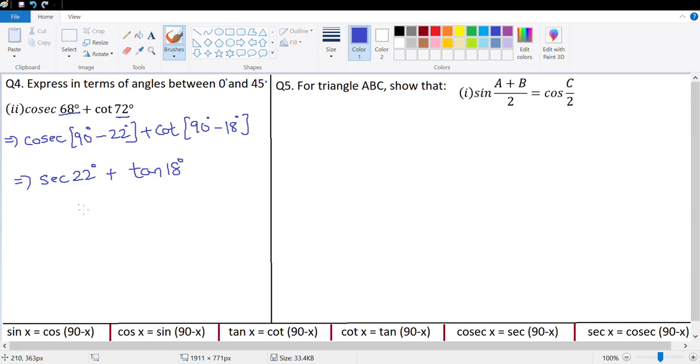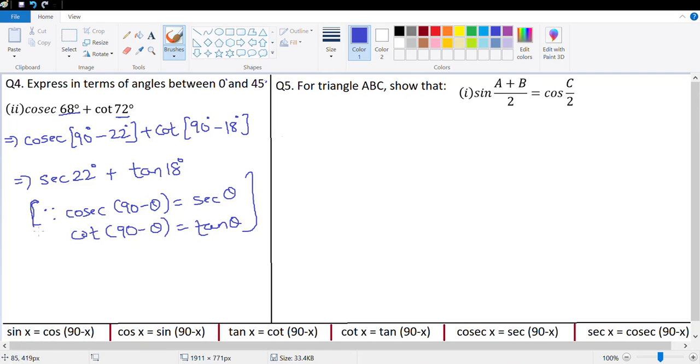The reason for this is, since cosec 90 minus theta is equal to sec theta and cot 90 minus theta is equal to tan theta. So these are the two reasons, and that's why this gets converted to sec 22 and tan 18. Next, let's look at question number 5.